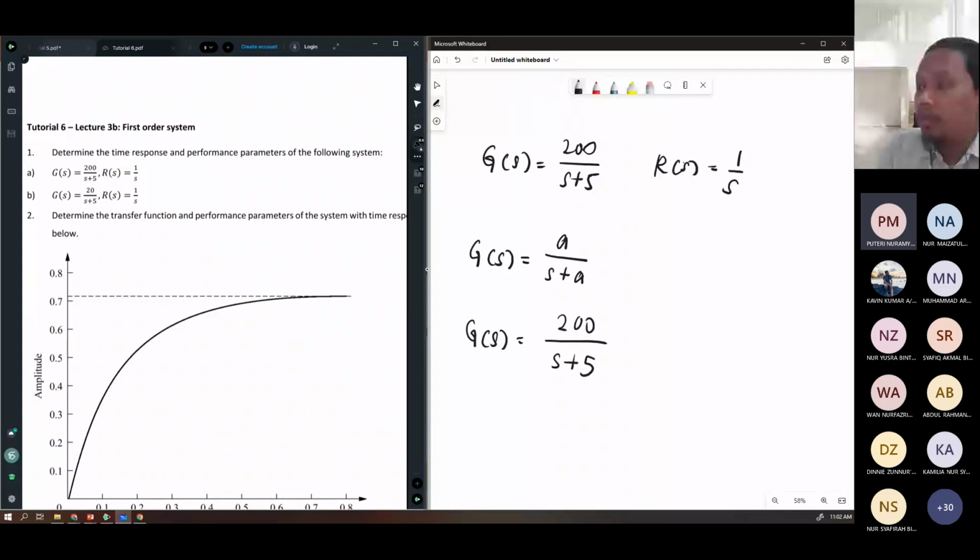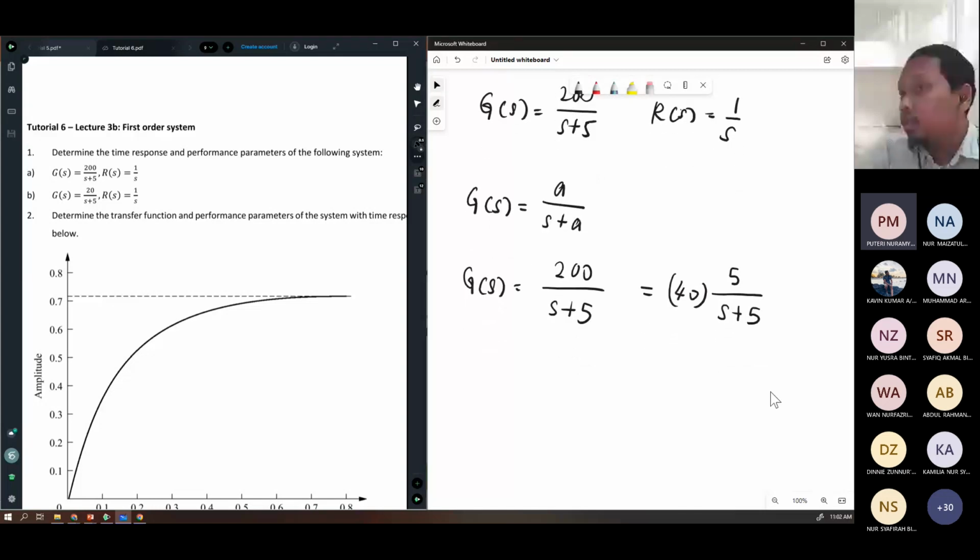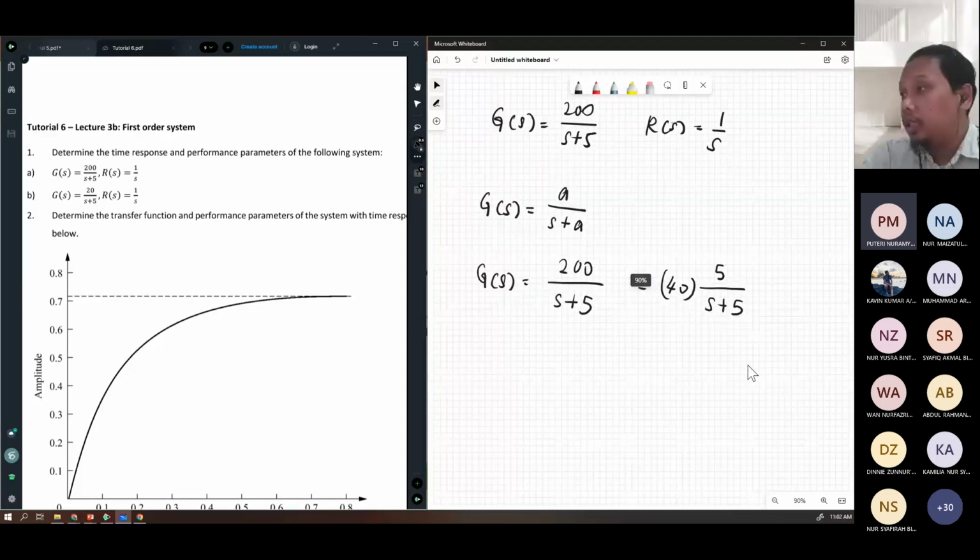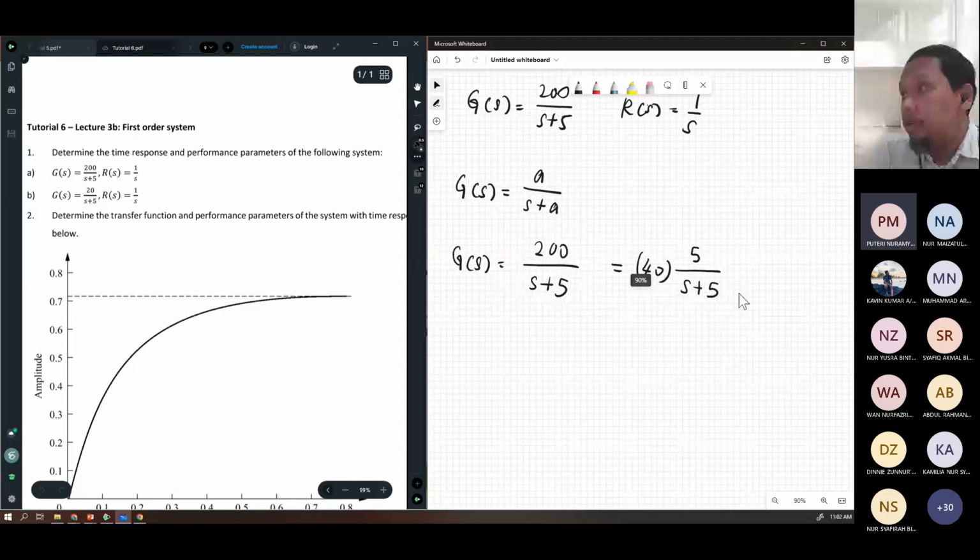So if you compare, then A equals 5. So let's make the numerator become 5. So we have 5 over S plus 5. So we have the remaining 40. So 40 times 5 becomes 200. So now we know that this is the transfer function.